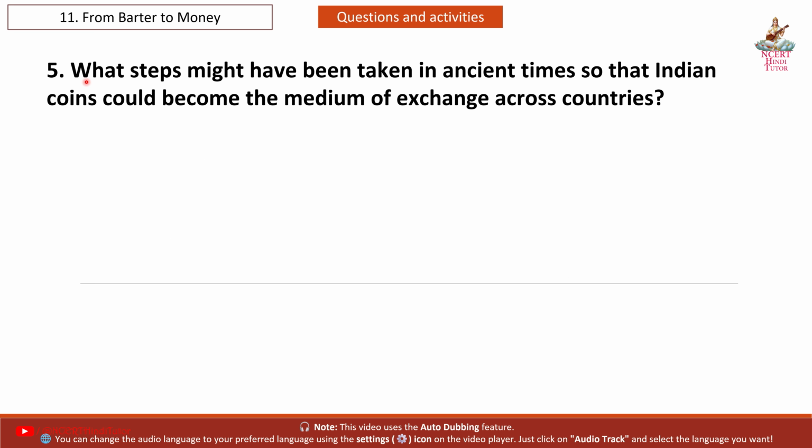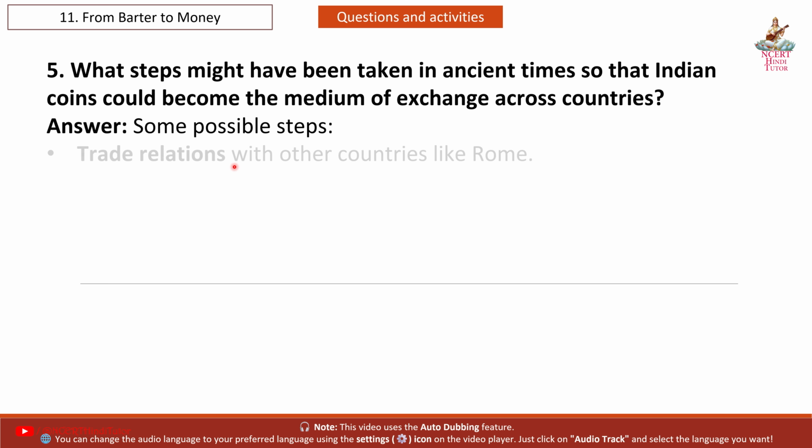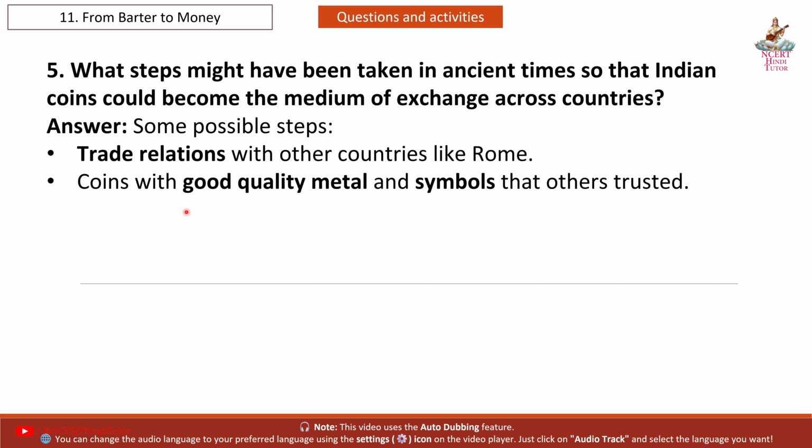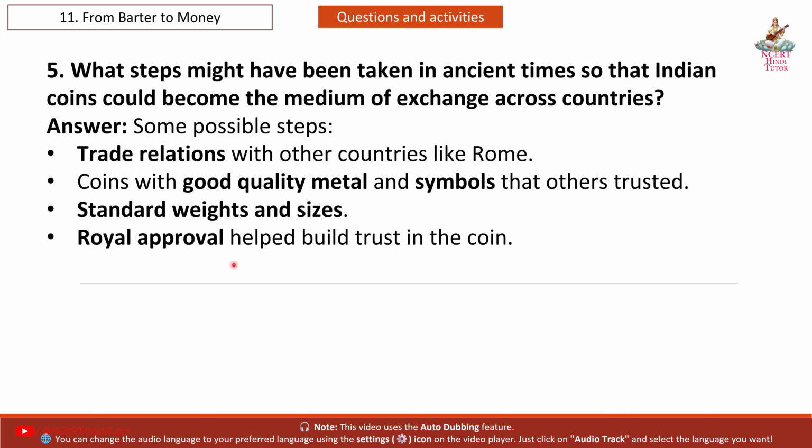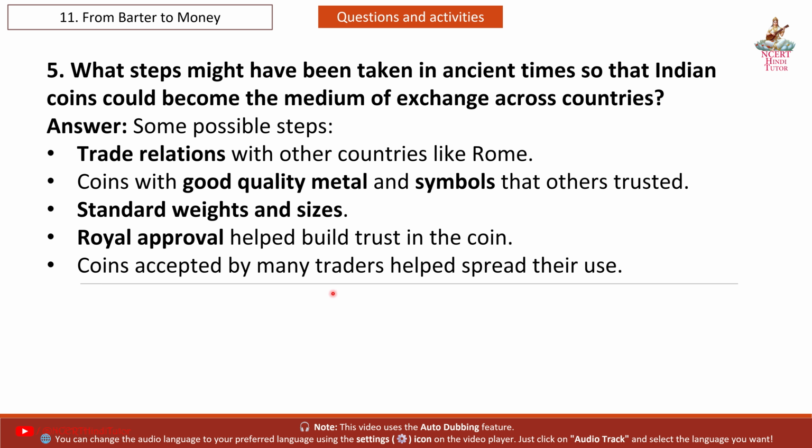Question 5. What steps might have been taken in ancient times so that Indian coins could become the medium of exchange across countries? Answer. Some possible steps: trade relations with other countries like Rome, coins with good quality metal and symbols that others trusted, standard weights and sizes, royal approval helped build trust in the coin, coins accepted by many traders helped spread their use.